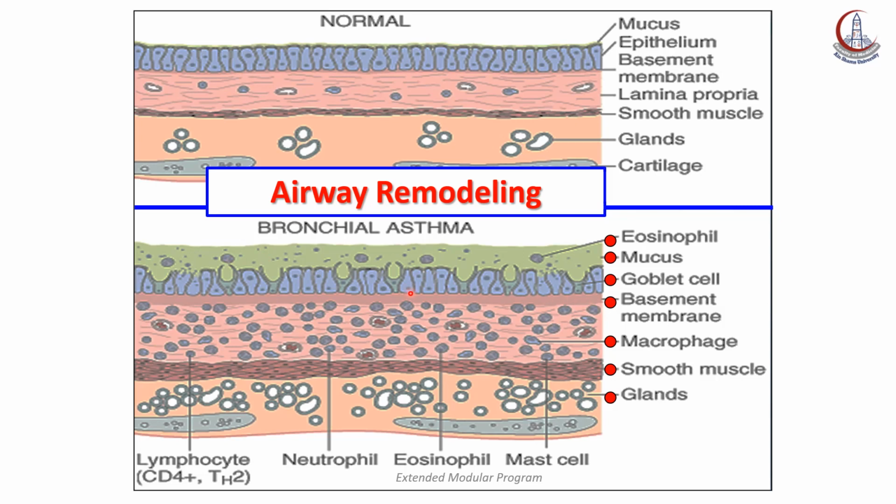And the epithelium. The lamina propria becomes wide due to infiltration of inflammatory cells with many eosinophils. The smooth muscle is hypertrophied and hyperplastic. The mucin-secreting glands show hyperplasia or increase in their number. So we call it airway remodeling.